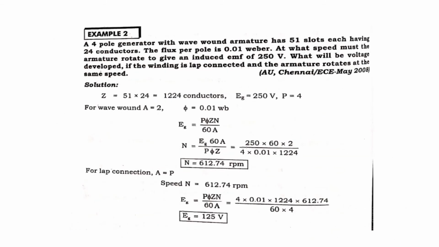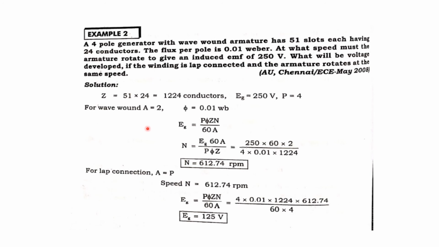The second example is a four-pole generator with a wave wound armature having 51 slots, each having 24 conductors. So here there is a clue. There are 51 slots, and each slot has 24 conductors. So the total number of conductors is 51 into 24, totally 1224 conductors. The flux per pole is 0.01 Weber. At what speed must the armature rotate to give an induced EMF of 250 volts?